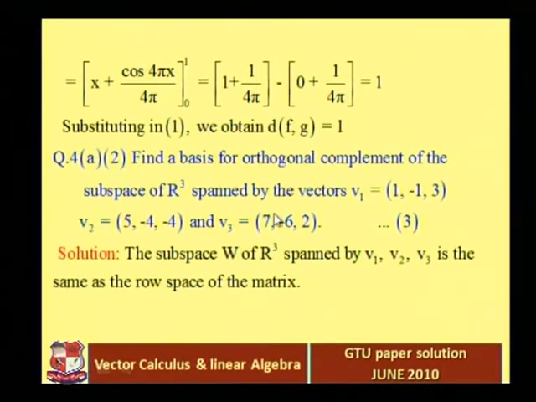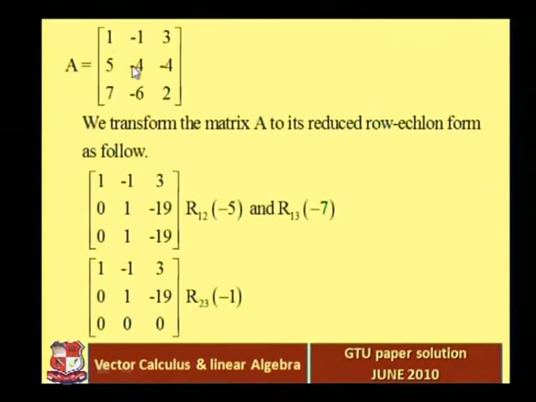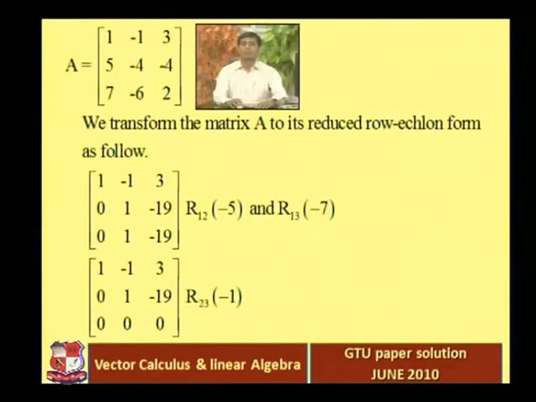So actually we have to convert this matrix into a row echelon form, and then the null space of this matrix is exactly the orthogonal complement of the row space of this matrix. Okay, so that's why we use this theorem. We transform the matrix A into the reduced row echelon form or row echelon form.